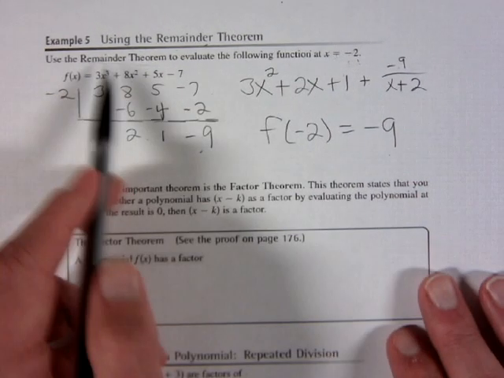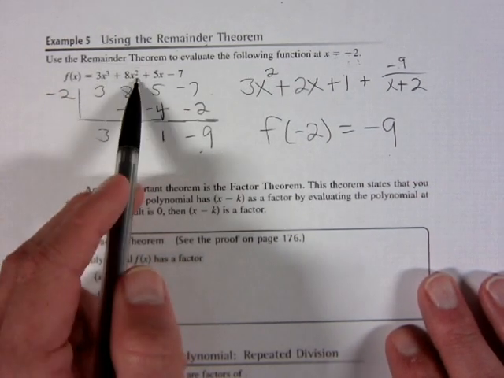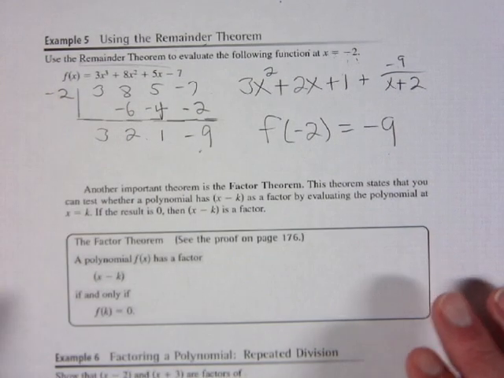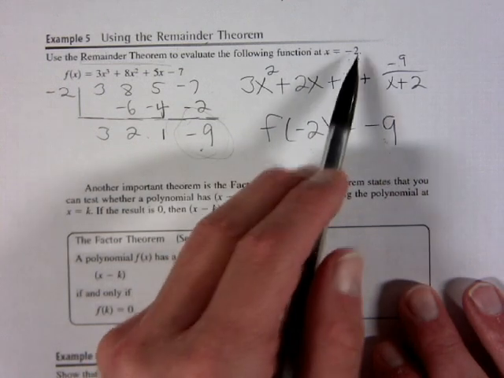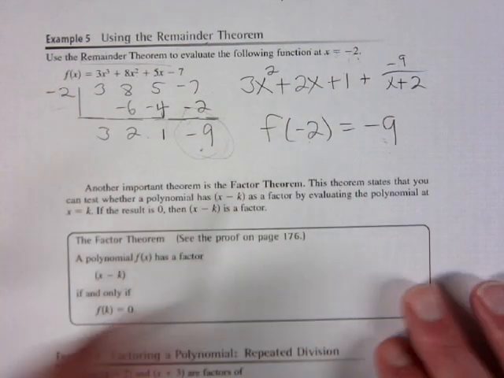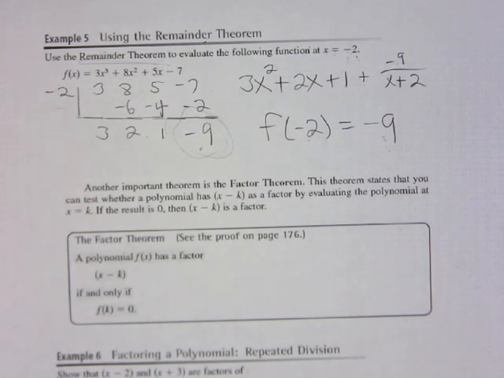All right, so we did it this way instead of the plugging in ways because it asked us to use the remainder theorem. So whatever the remainder is, that is the value of the function at this value that you divided out by. All right, now what else have we got?